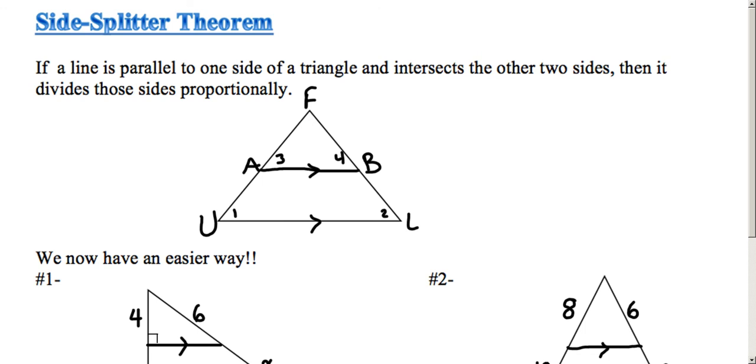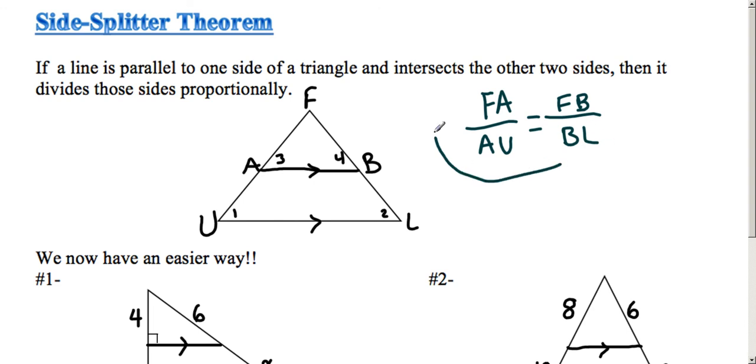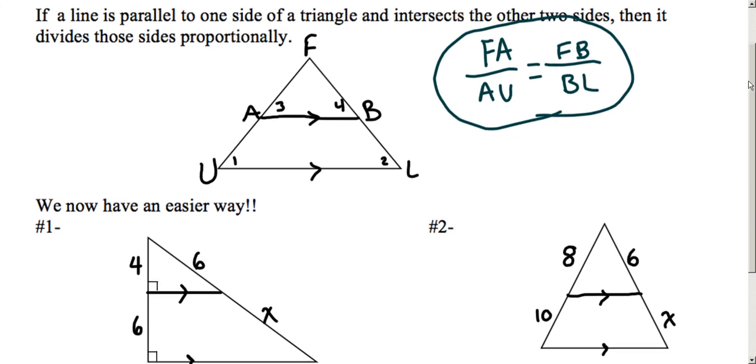So it's saying that FA to AU is proportional to FB to BL. Okay, so we can just go down this side, make that a fraction, and then go down the other side and make that a fraction. We've got our parallel lines. This looks kind of like a triangle mid-segment, but we're not necessarily certain that it goes to the midpoints, but it's parallel to that third side. So we have this proportion, the side splitter theorem. Let's see what we can do with that.